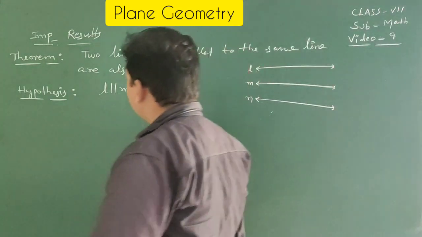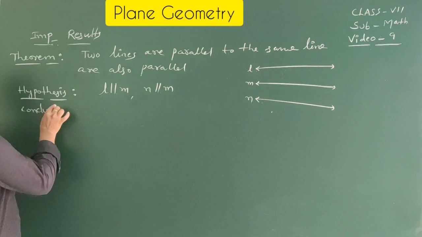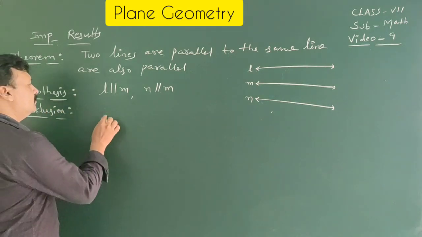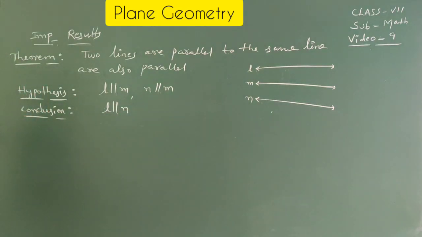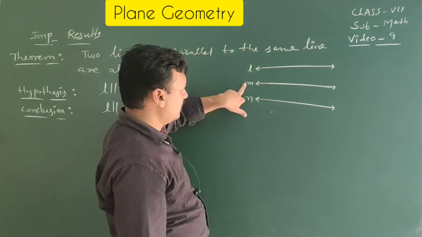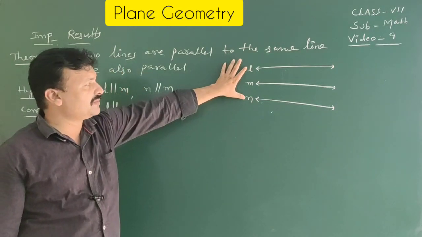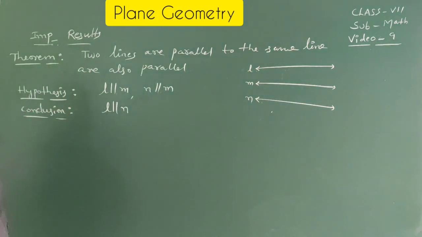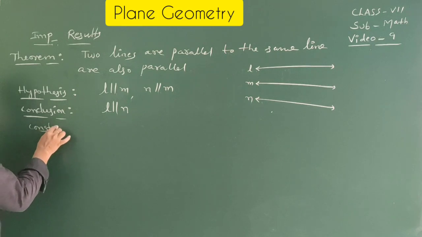Now we need to prove L is parallel to N. Here L is parallel to M, N is parallel to M, we need to prove these two lines are also parallel. Two lines parallel to the same line are also parallel, we need to prove. Here, construction.